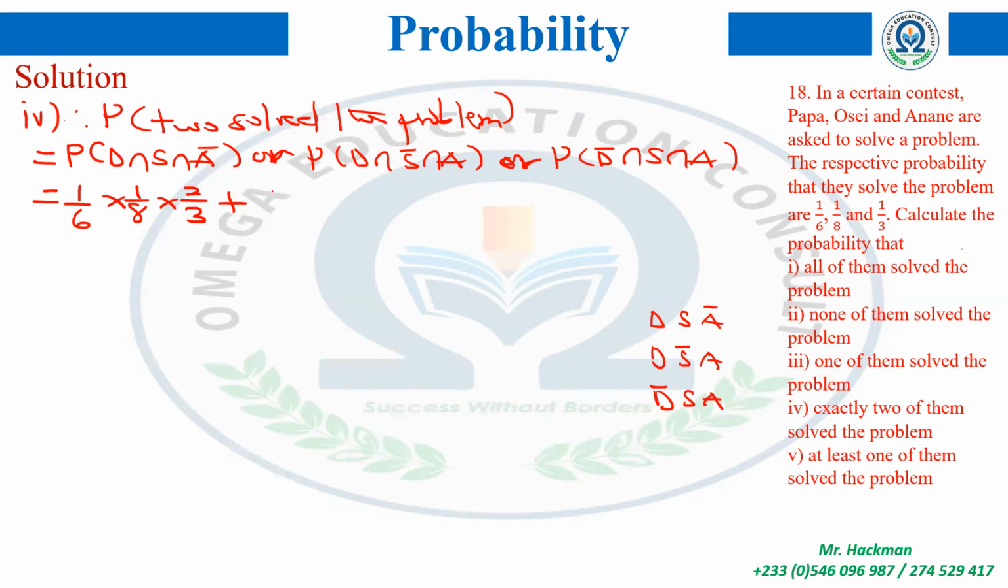P of D, again, 1/6, times P of S bar. S bar will give us what? 7/8. Then times P of A, and P of A is what? 1/3. Then plus P of D bar. D bar gives us what? 5/6. Times P of S, and that is 1/8. Then times P of A, 1/3. I hope I've done the right substitutions.